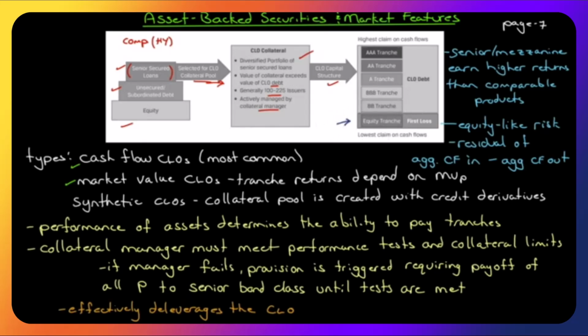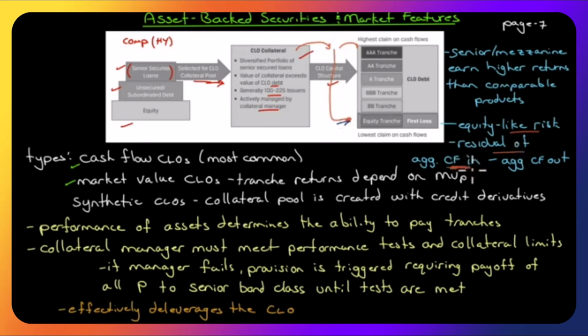And the equity tranche, like all other securitized structures, receives all of the residual cash flows. Everybody gets paid out first and then they get the residual cash flow. So equity-like risk, and they get the residual of all of the aggregate cash flows in from the collateral, all of the money, interest and principal they pay, and then the SPE has to pay off all of the bondholders. Whatever is left over goes to the equity tranche.